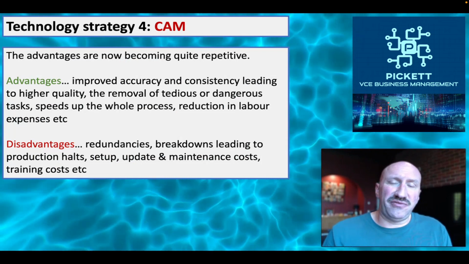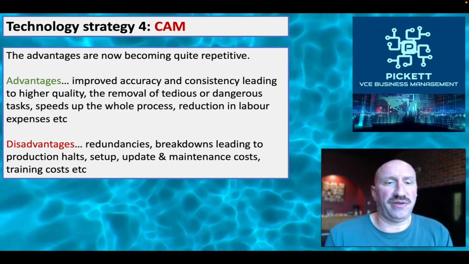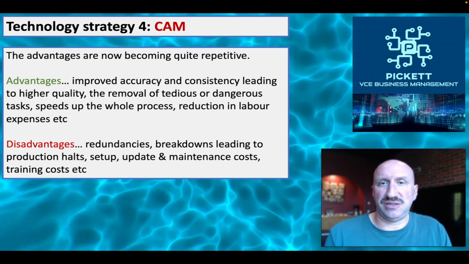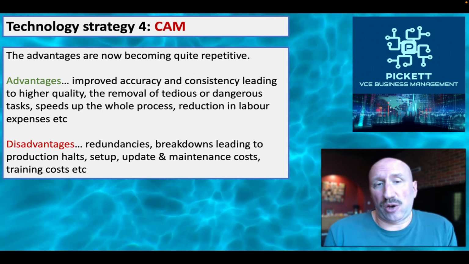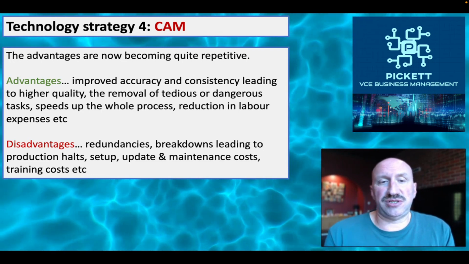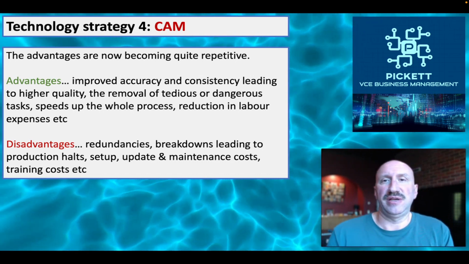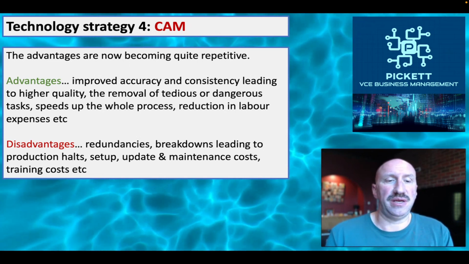Okay, now the advantages and disadvantages. Again, I'm not going to separate them out. They're becoming quite repetitive. Again, improved accuracy and consistency. Most of these technologies, that's a huge advantage. Higher quality, removal of tedious, dangerous tasks, speeding up the process, reduction in labour expenses. Again, all of that stuff. We've seen it before. Disadvantage, again, redundancies.